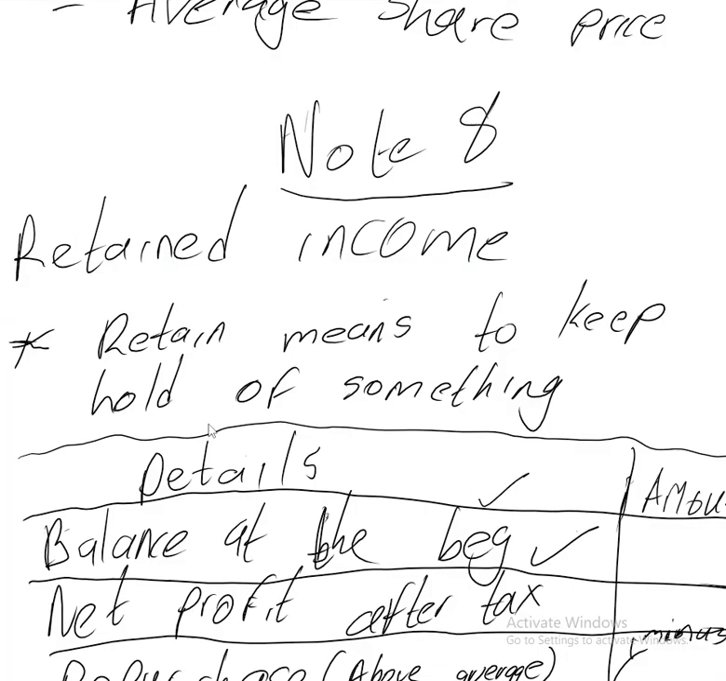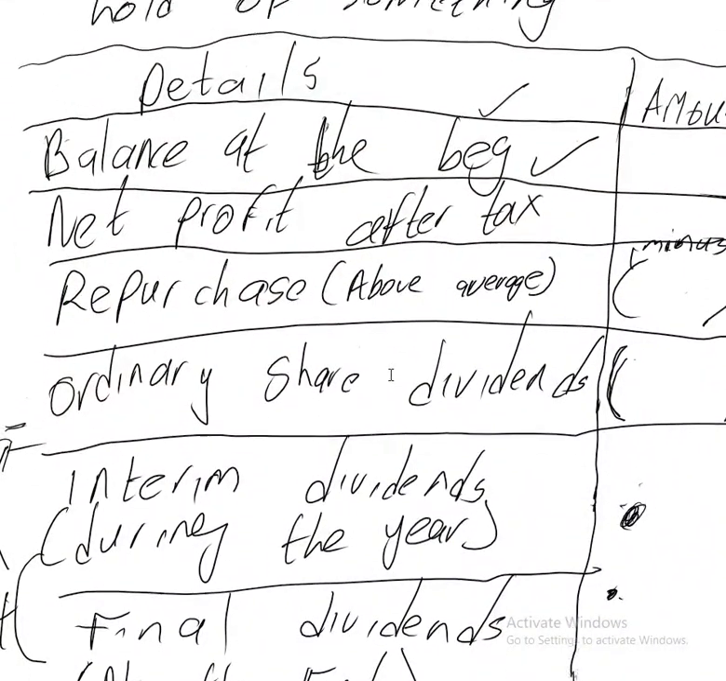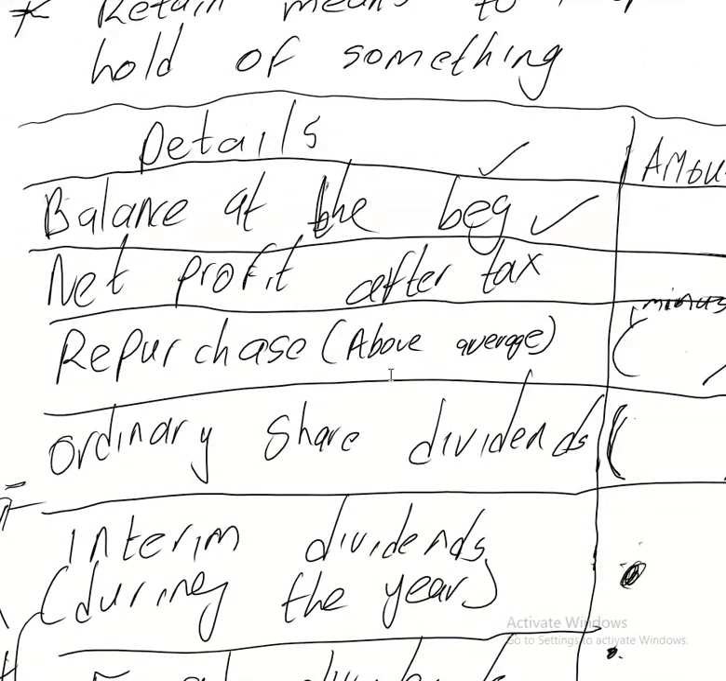Right? Obviously, when you make a profit, you need to pay SARS. You need to do this and this and this, right? Now you need to know how much did I keep after all of that, right? I made a profit, I paid SARS. How much did I keep after that, right? So now this is what you're going to be focusing on in the retained income.